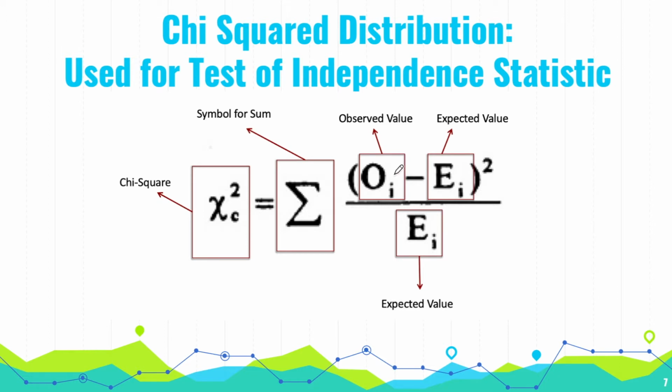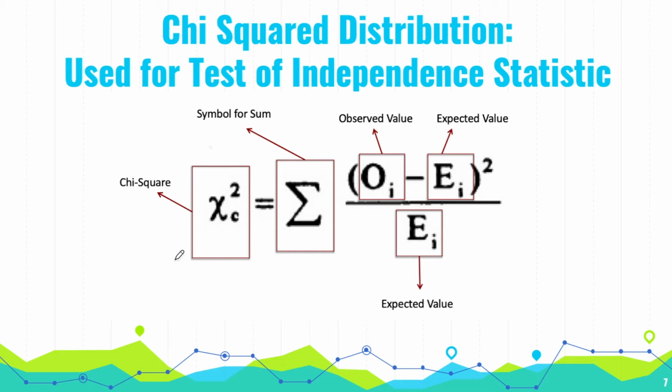First, we take the observed value of one cell. We subtract that expected value from the observed value. We square that difference, and then we divide that squared difference by the expected mathematical value for that cell. We do this for as many cells as there are in our contingency table. We add them up. So again, what is this telling us?